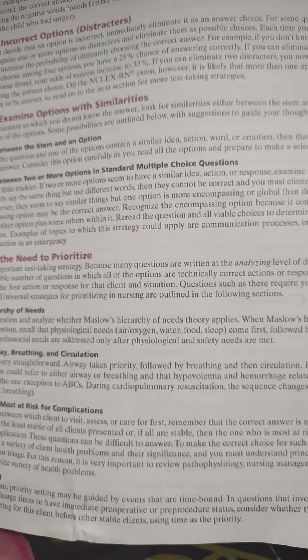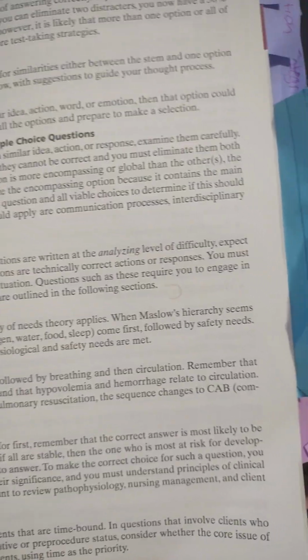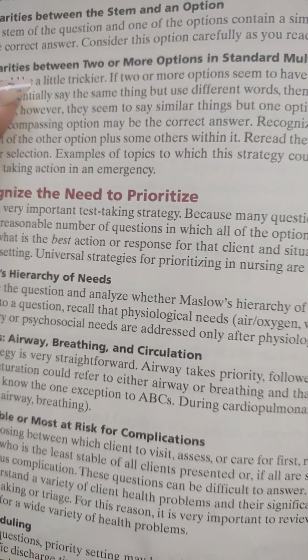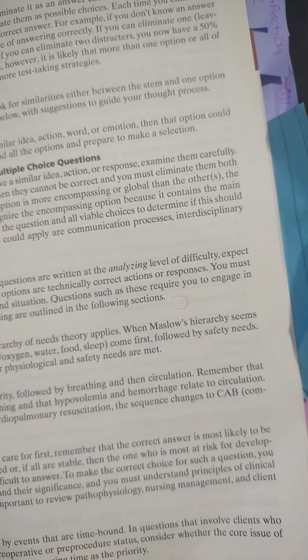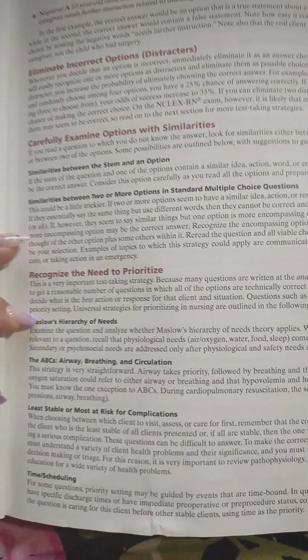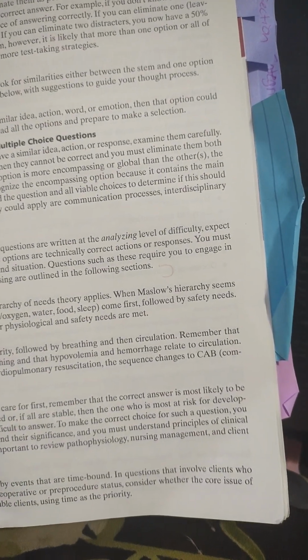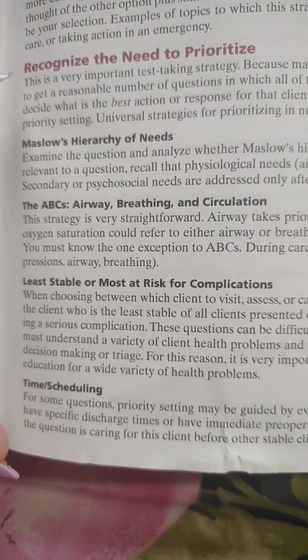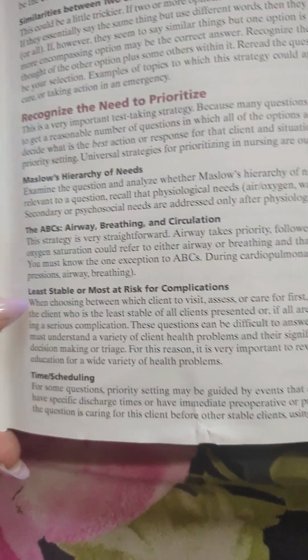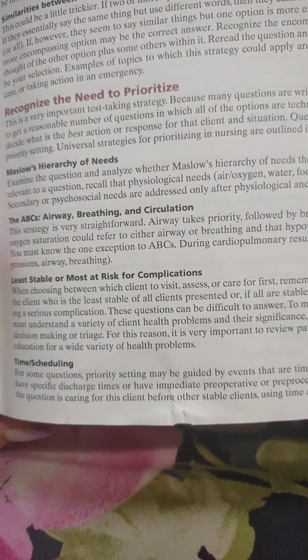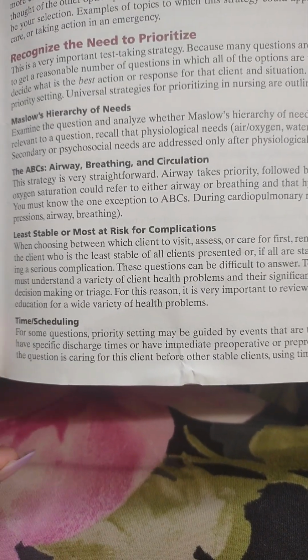When you need to prioritize, it's a very important test-taking strategy because many questions are written at an analyzing level of difficulty. Expect to get a reasonable amount of questions in which all of the options are technically correct. You must decide what is the best response for the client and situation. Questions such as these require you to engage in priority setting. Universal strategies for prioritizing in nursing are outlined in sections, such as Maslow's hierarchy of needs, airway, breathing, circulation, least stable or most at risk for a complication, and time and scheduling.